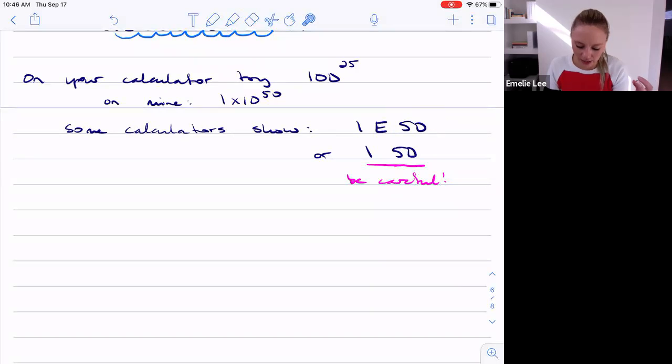It's just if you have a calculator that says 1 with a space, a very subtle space, and then 50, that is supposed to be 1 times 10 to the power of 50, you need to be aware of what that looks like, right? And so that's why I wanted you to check it out.